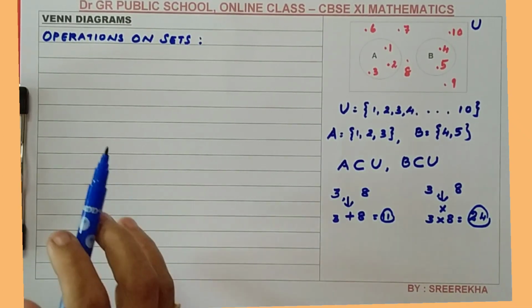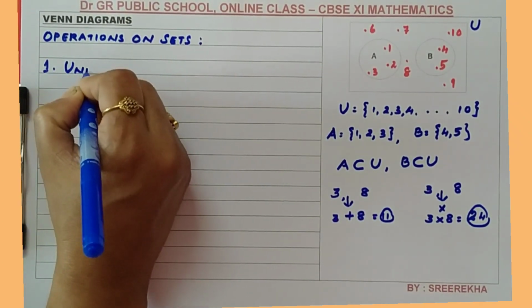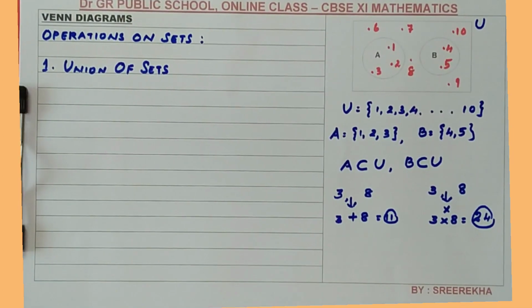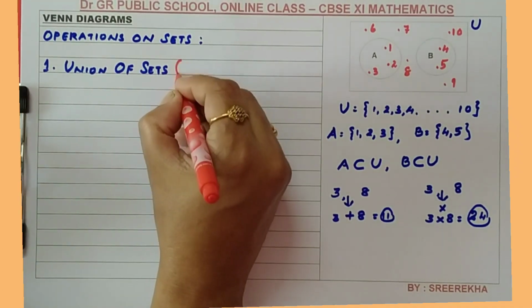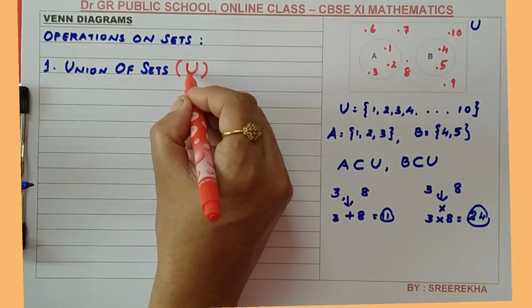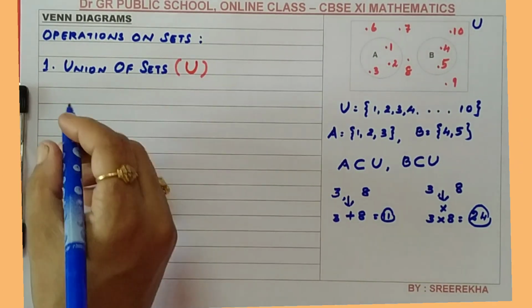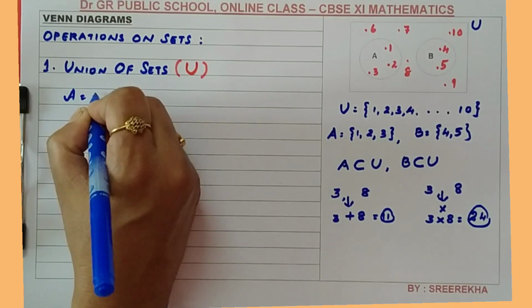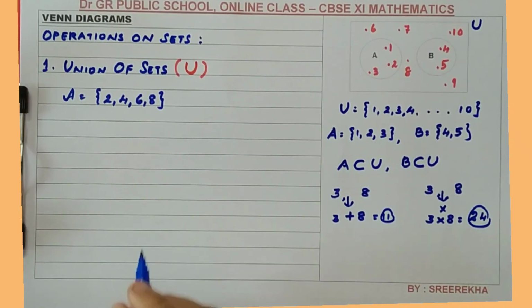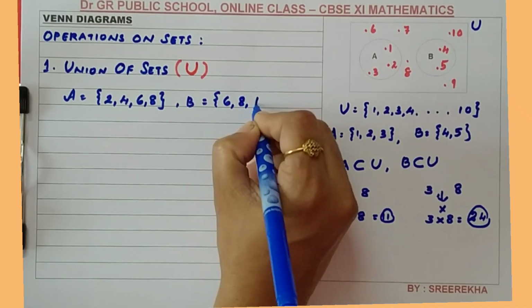We will now define certain operations on sets. The first operation I am going to define is union of sets. Union of sets is usually represented with a symbol like this. This is the symbolic representation for union; the universal set is actually U. Through an example, we can see what a union is. Consider the set A equal to the set 2, 4, 6, 8, and another set B as the set 6, 8, 10 and 12.